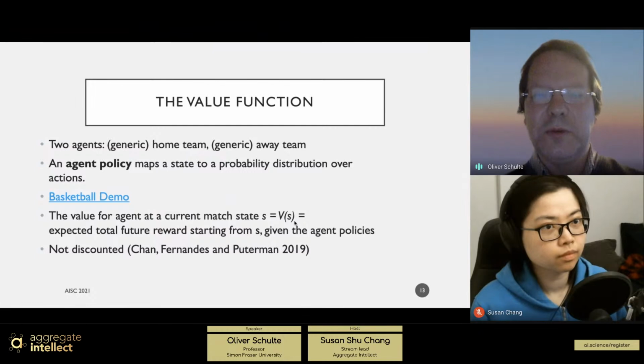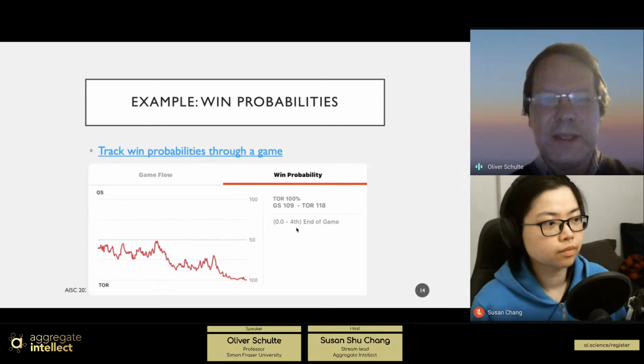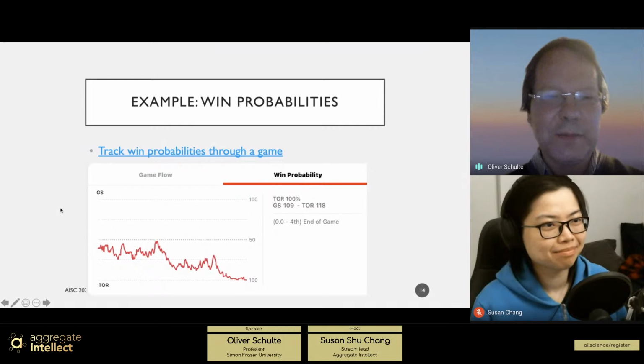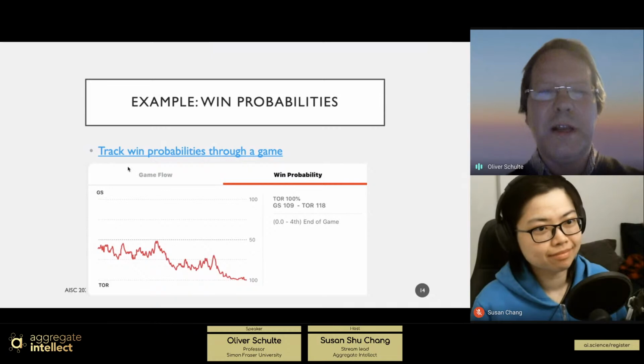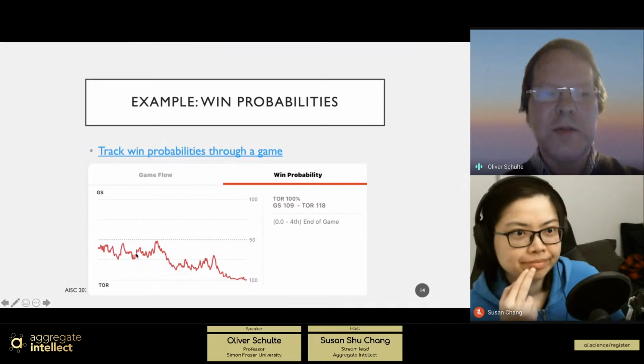Now I will give examples of value functions that people have built. If you remember last year, we had the glorious NBA final between Golden State and the Toronto Raptors. ESPN was providing win probabilities throughout the game. For every game state, they were producing the probability that Toronto was winning. And so you can plot that over time and look at the evolution of these probabilities.